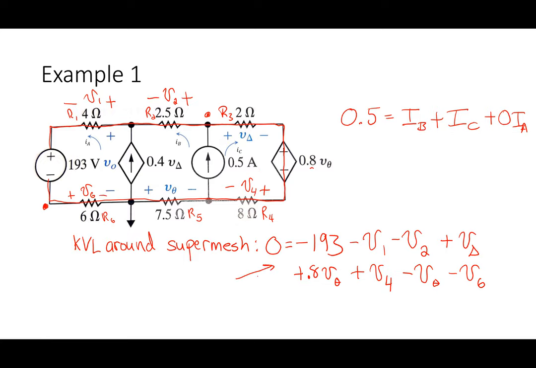So anytime you see current sources shared between meshes, that tells you to look for the super mesh. The way you look for the super mesh is you act like the current sources aren't there in the circuit. Just pretend that they're not present in your mind.